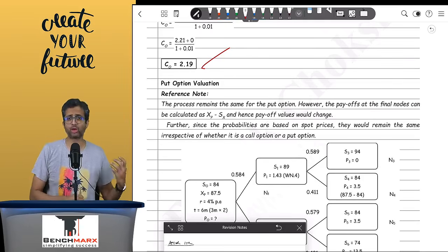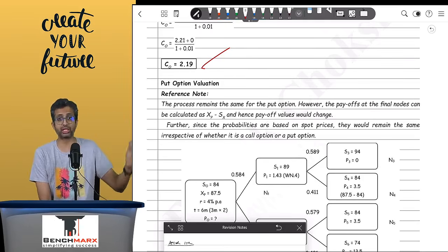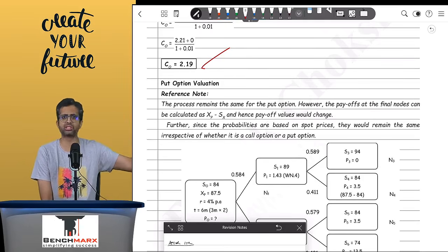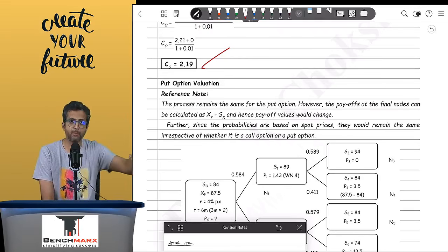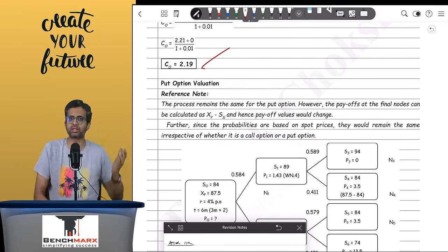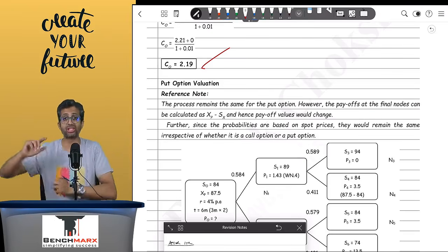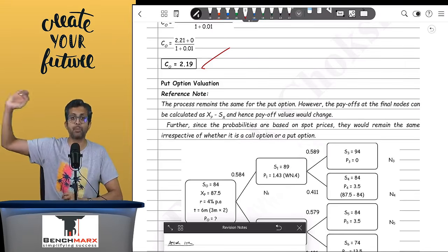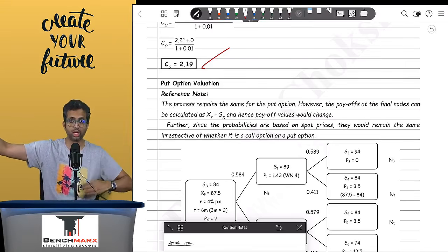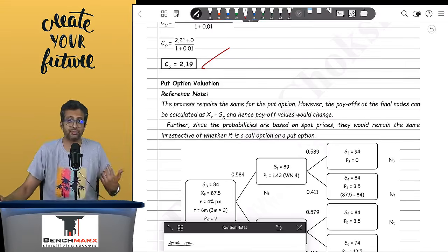You heard it right. I will not exercise the put option because it's a right to sell. Given a choice, I'll sell at 94 and not at 87.5. But the call option I will exercise, because given a choice, I will buy at 87.5 rather than buying at 94. So in the put option, if I again start with the rightmost nodes, my put option value will be 0. But later, if the price is 84, I would exercise, in which case I'll get 3.5.